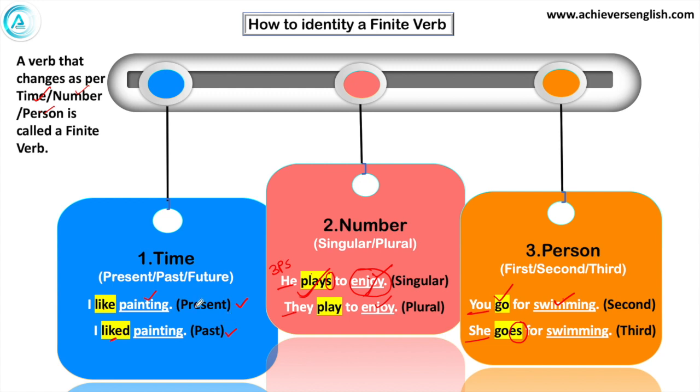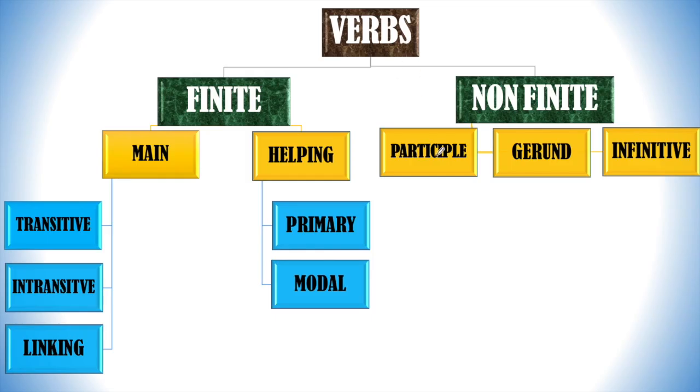So friends, in this video today we are only going to understand how to identify a finite verb or a non-finite verb. We will understand the categories of non-finite verb in the next videos. Now friends, we can open these categories. So finite verb is divided into main and helping, and main is further divided into transitive, intransitive and linking verbs. So we are opening transitive, intransitive and linking verbs, and we will see whether they are really affected by time, person and number.